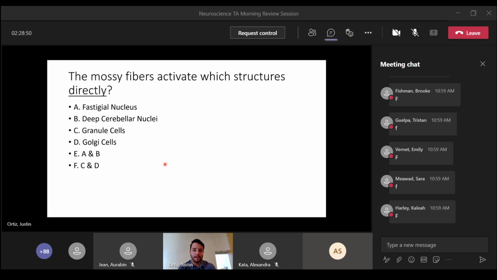Okay, I'll give you a few more seconds. Okay, cool. So we have the mossy fibers activate which structures directly, and that's going to be F, the granule cells and the Golgi cells. Good, so you guys are definitely processing some of this information. I know it's a lot of info coming at once, but it's really good that you know this based off just listening to this lecture. So yeah, C and D. Yep. The climbing fibers activate the Purkinje cells as well as the deep cerebellar nuclei.